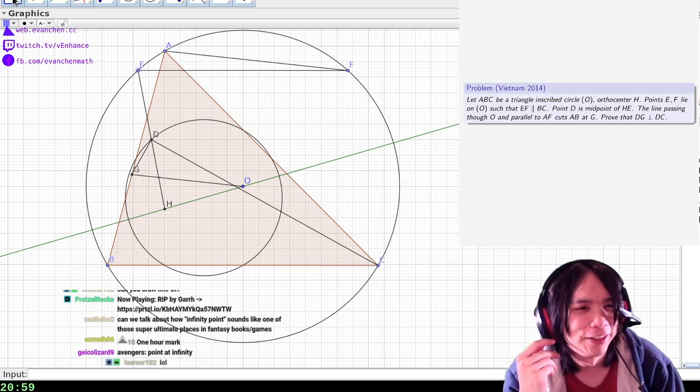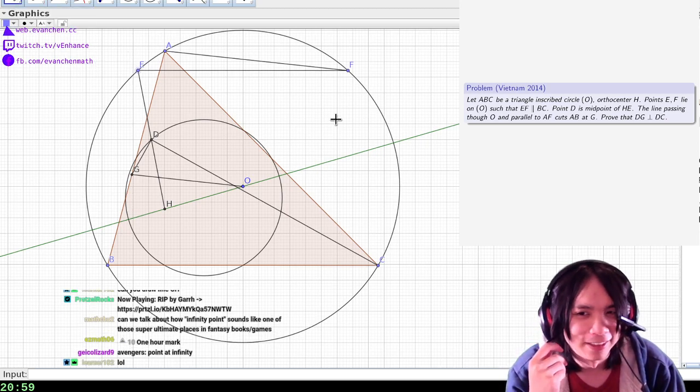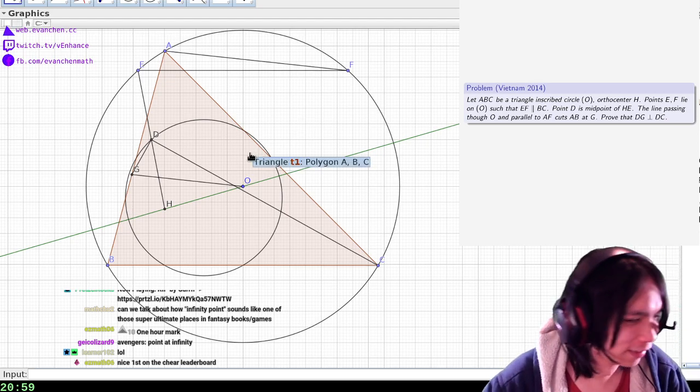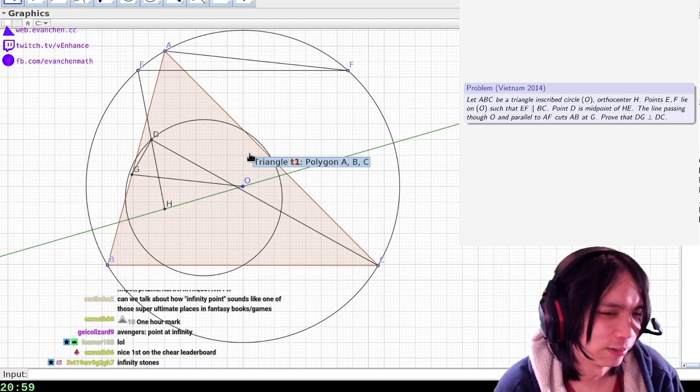Yeah, we need the two infinity stones to go to the same place, you know? Yeah, so I think moving points would work that way, if you wanted to do it that way.